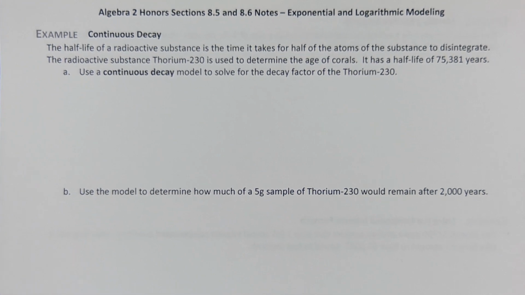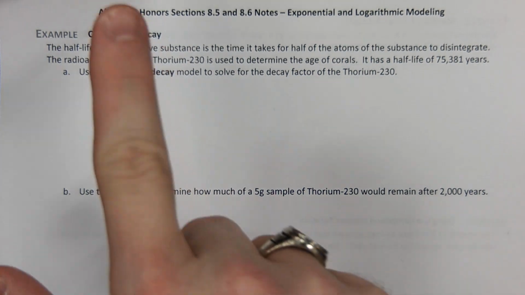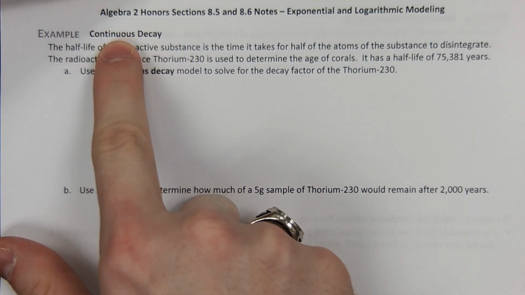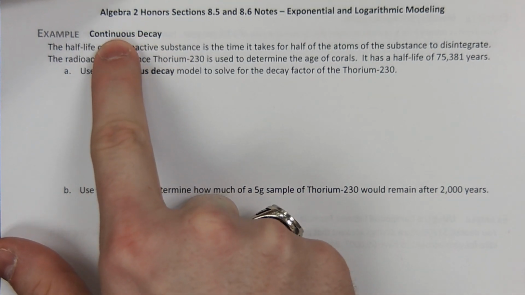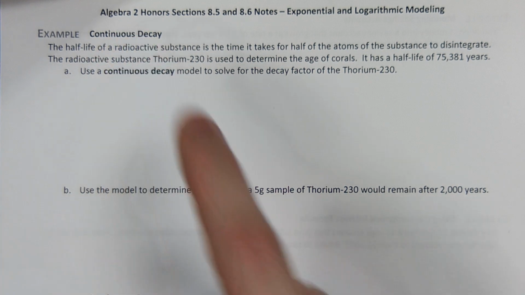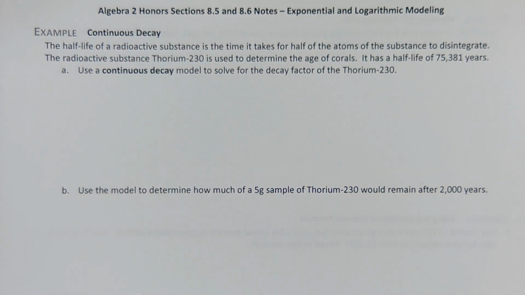So let's go ahead and start off with something we haven't really talked about before. I mean, I put it on the test, I put it on the last review, but we didn't really have a whole lot of practice with it, and that is continuous. You guys know that word means that you're going to better use E. Continuous decay. So how do we write a continuous decay model is the question.